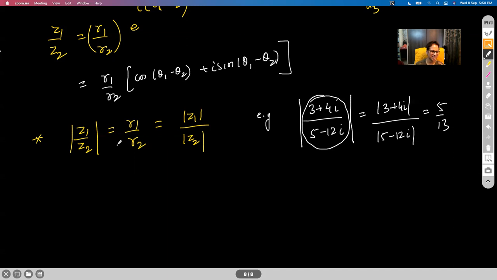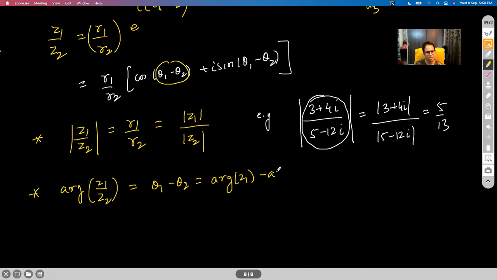Is it clear? The second takeaway from here is that the argument of z1 by z2, as you can see from here, okay, is theta 1 minus theta 2, which is nothing but the difference of the arguments of z1 and z2. Of course, difference is not an exact word here. It's argument z1 minus argument z2. That means whatever is in the numerator, that argument should be taken first, minus whatever is in the denominator, that argument should be taken next. Okay.